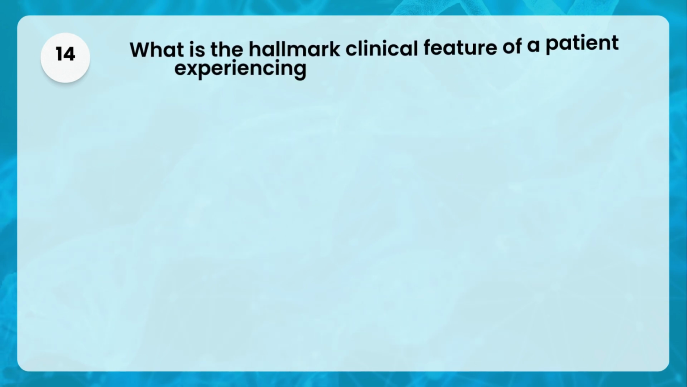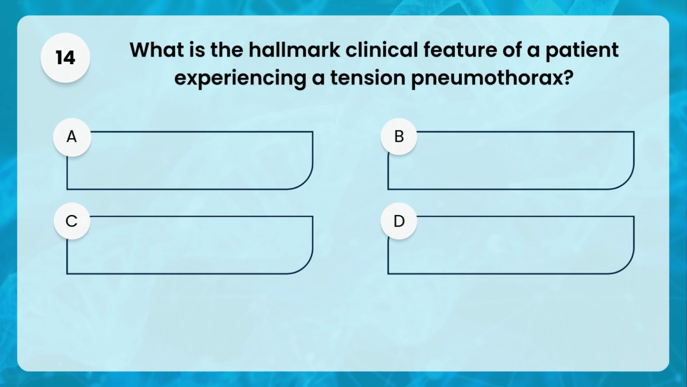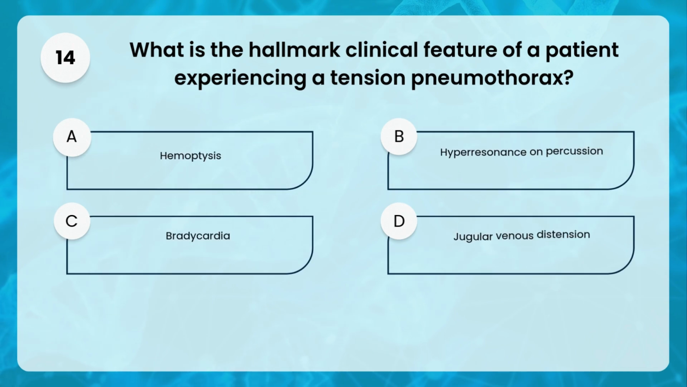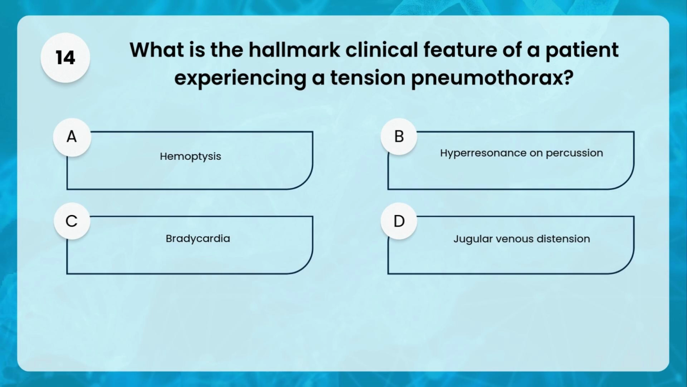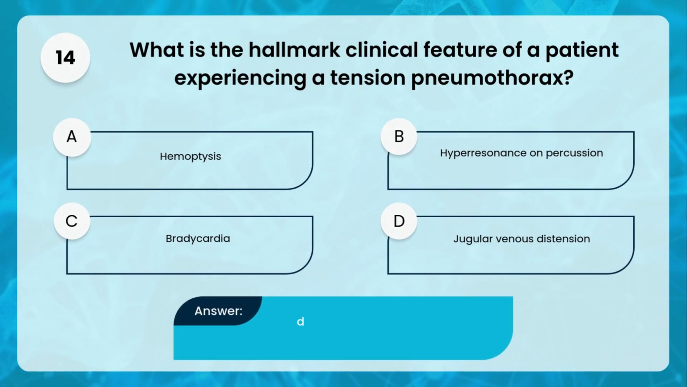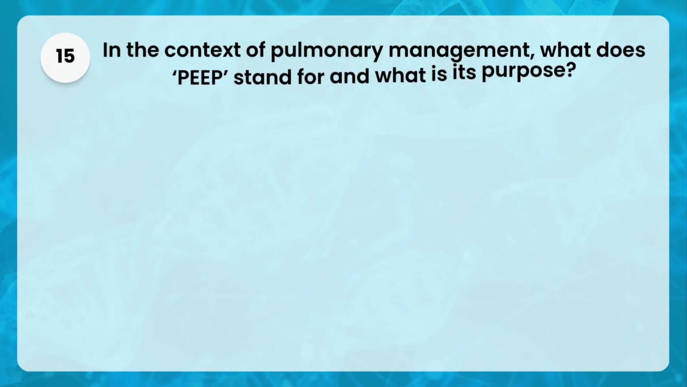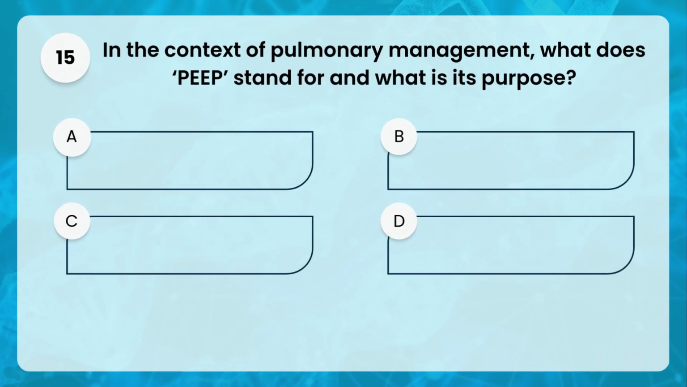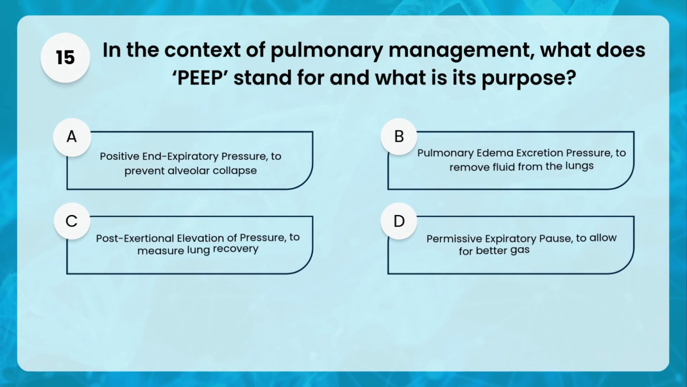Number 14. What is the hallmark clinical feature of a patient experiencing tension pneumothorax? A. Hemoptysis. B. Hyperresonance on percussion. C. Bradycardia. Or D. Jugular venous distension. The answer is D. Jugular venous distension. 15. In the context of pulmonary management, what does PEEP stand for and what is its purpose? A. Positive end expiratory pressure to prevent alveolar collapse. B.